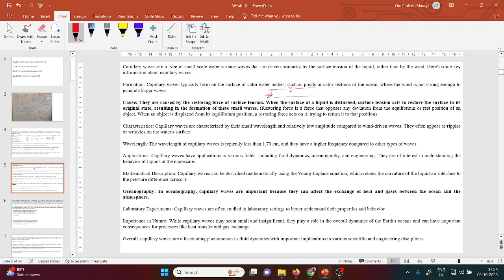And what is the utilization of the capillary wave? Lots of research is going on in this. In oceanography, capillary waves are important because they affect the exchange of heat and gases between the ocean and the atmosphere. So there are lots of applications and lots of research going on. The conclusion is that if someone asks you about the capillary wave in an exam, you simply write that the capillary wave is a small scale wave, and it is due to the restoration of the surface tension force. This is the whole concept, and you can just take the screenshot.